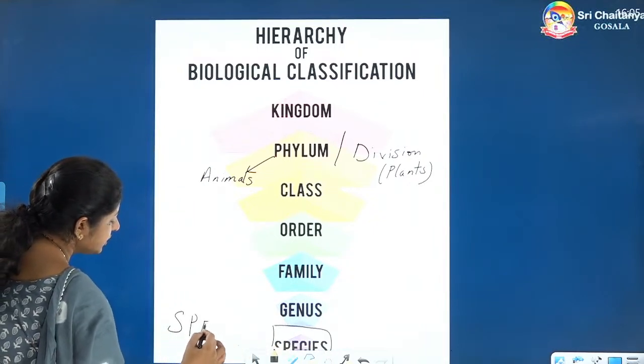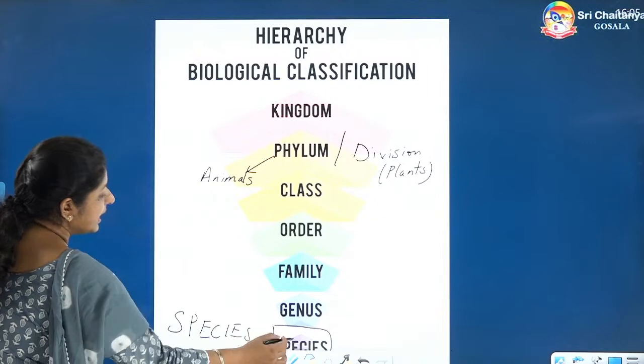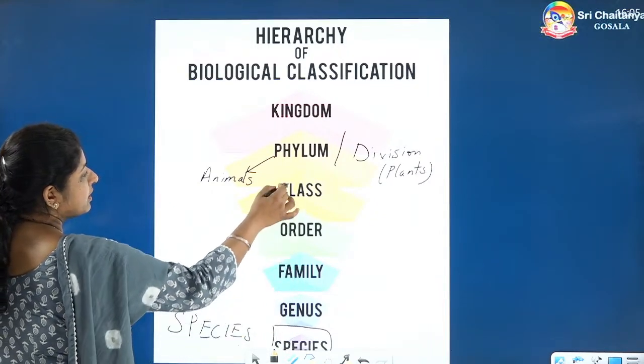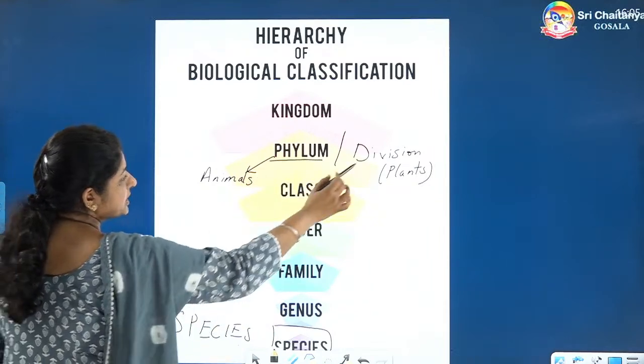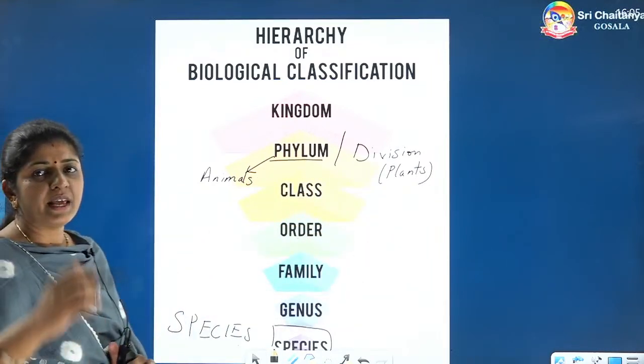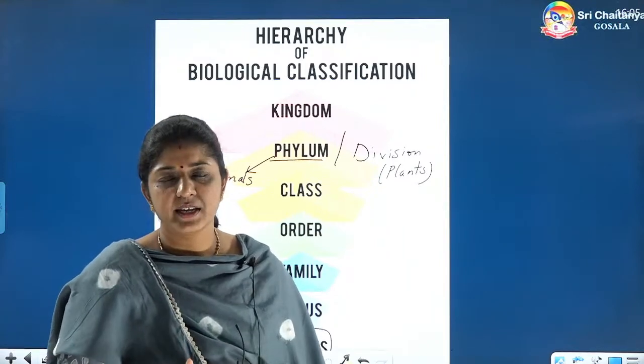Species is the basic one. Then genus, then family, order, class, phylum and kingdom. I repeat, phylum in the case of animals and division in the case of plants. Like this we are classifying the living organisms.